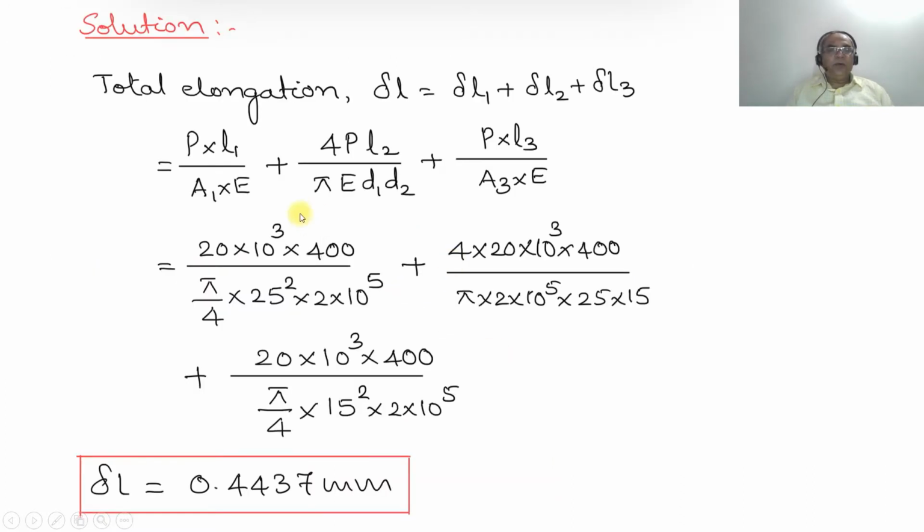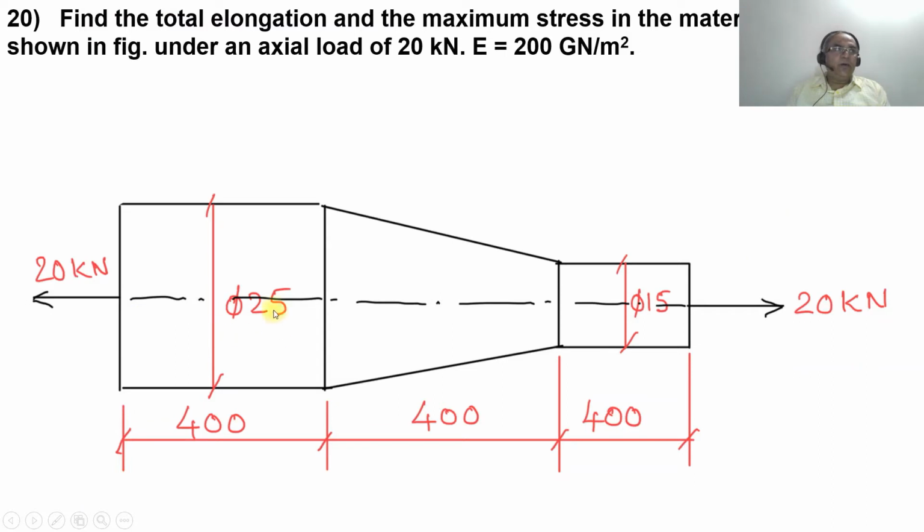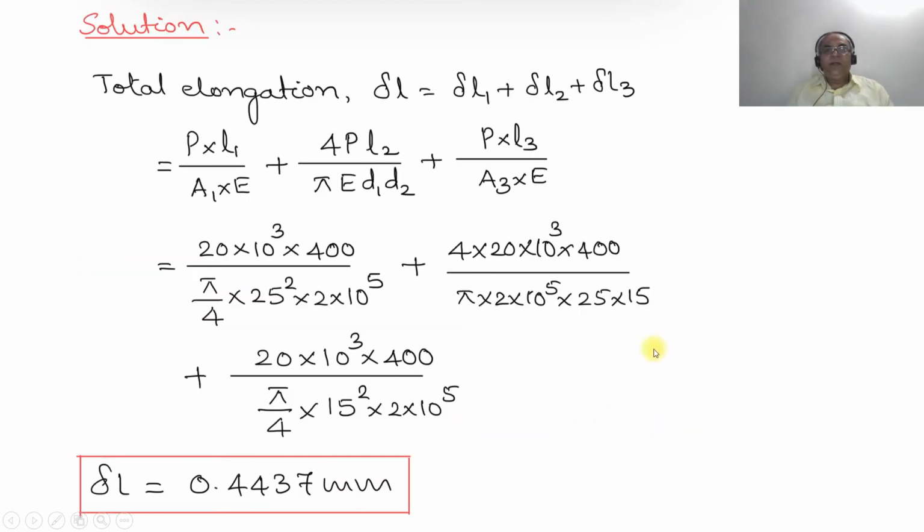Now to solve this, what is going to be the total elongation? Since it is an axial pull, the total elongation delta L will be equal to the elongation delta L1 of the uniform bar of diameter 25 and length 400, plus delta L2, the elongation of the tapering bar going from diameter 25 to 15 with length 400, plus delta L3, which is again a uniform bar of diameter 15 and length 400. So delta L equals delta L1 plus delta L2 plus delta L3.